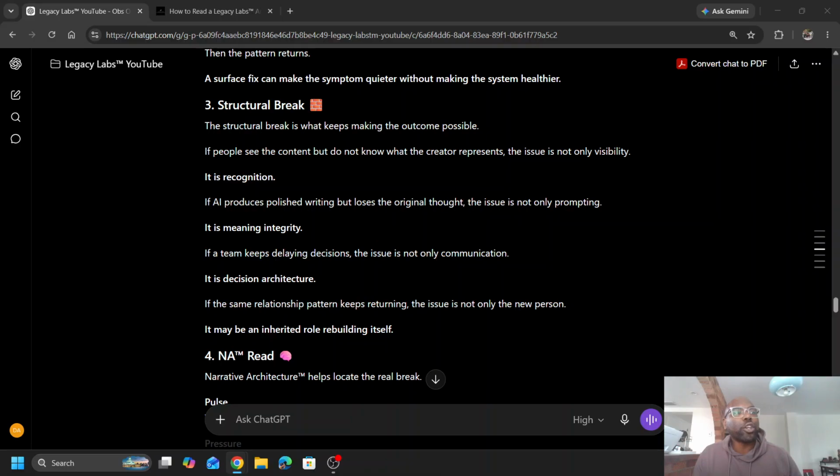That's the difference between surface description and structural diagnostic. The surface problem tells us what is happening, the structural break tells us why the system keeps allowing it to happen. That is where a Legacy Labs piece usually turns. We move from the obvious complaint into hidden architecture. Not this is broken, more like here's a structure that keeps making this break repeatable.